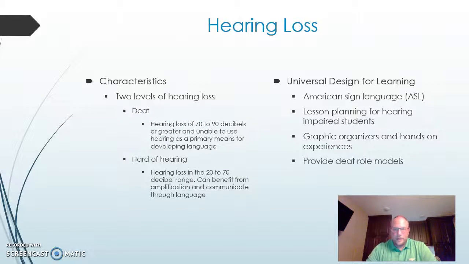All right, students with hearing loss. There's two levels of hearing loss. The first is deaf. These students have hearing loss of 70 to 90 decibels or greater and are unable to use hearing as a primary means of developing a language. And then hard of hearing. These students have hearing loss in the 20 to 70 decibel range, can benefit from amplification and communicate through language.